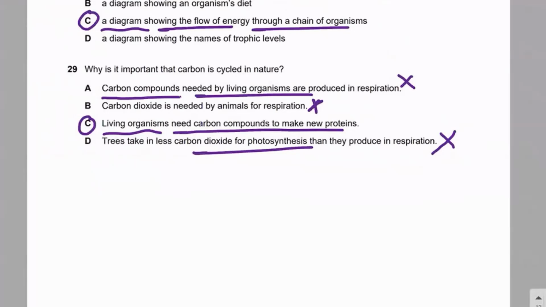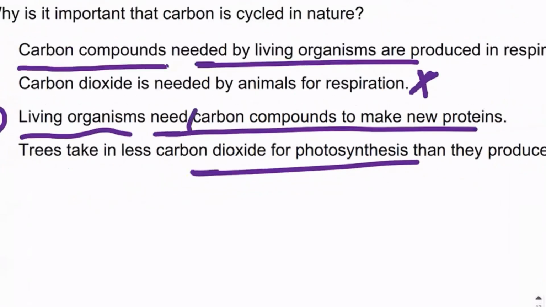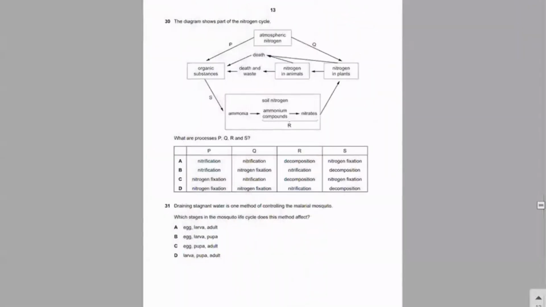Carbon should be recycled in nature so that living organisms can get carbon compounds to make new proteins. If carbon is recycled in nature, what will happen? Carbon dioxide will be absorbed by the plants to make carbohydrates in photosynthesis, and these carbohydrates will be the carbon compounds used to make new proteins. So the answer was C.